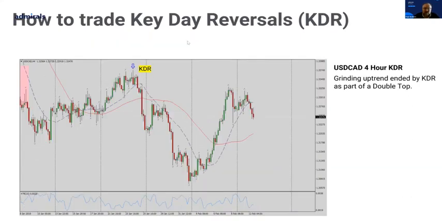US dollar against Canadian dollar. I wanted to put up a scruffy chart because markets aren't always pretty and simple. They can be scruffy. Price here has been working its way up in a bit of a channel, but what happens in this candle here? Price pushes to a new high, rolls over, closes beneath the low of the previous candle.